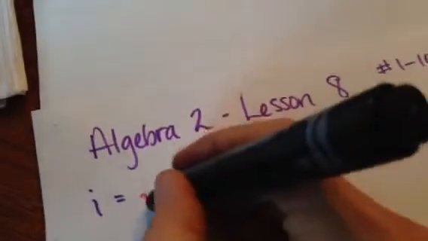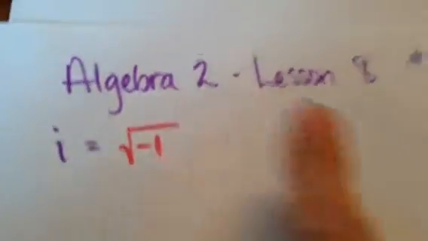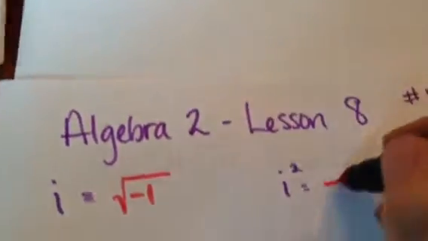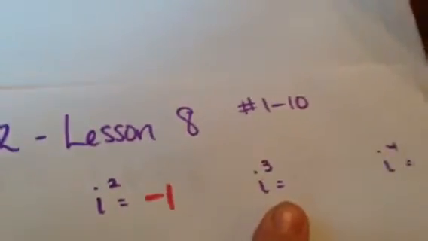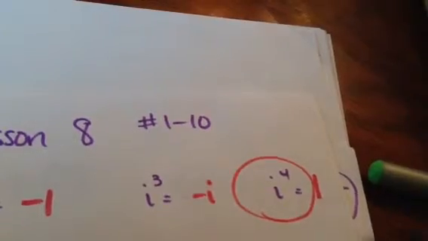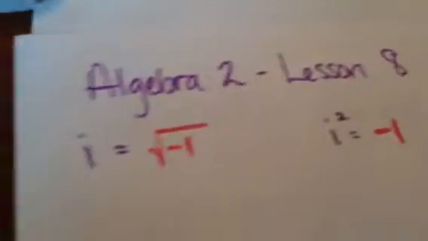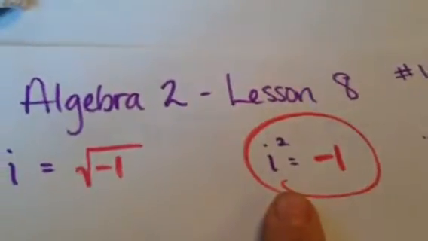What does i equal? i is defined to stand for the square root of -1. So i squared, I just want you to know this without even thinking, is -1. i to the third is -i. And i to the fourth is 1. Okay, so this one I would say is extremely important. And of course these two, make sure you know i to the fourth is +1, i to the second is -1.